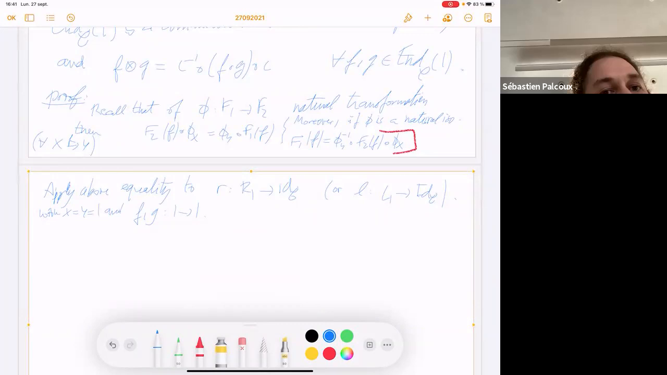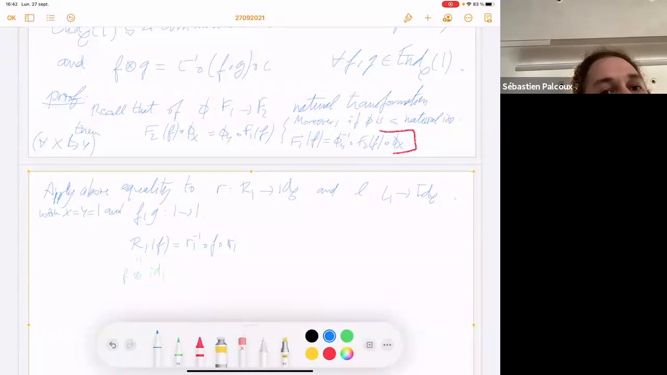And then you get R1 of F, which is equal to R1 inverse, compose F, compose R1. But this is equal to F tensor ID1. And this is for R. And in fact, we apply this for that and that.